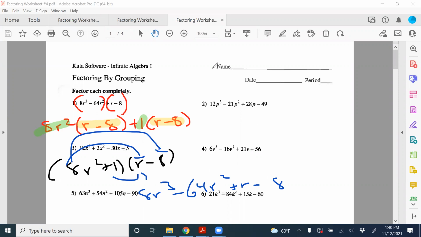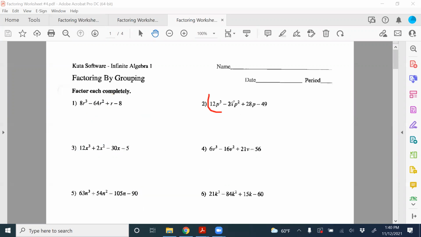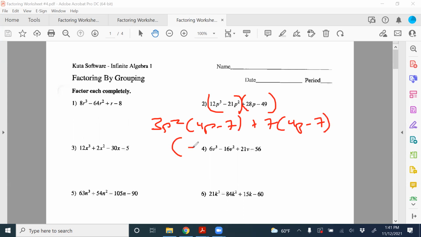Let's take a look at the next one here, number 2. Looks like I could pull out 3p squared. So we got 4p minus 7. I could probably pull out a 7, and 4p minus 7 again. There we go. So it's 3p squared plus 7 and 4p minus 7. That's number 2.